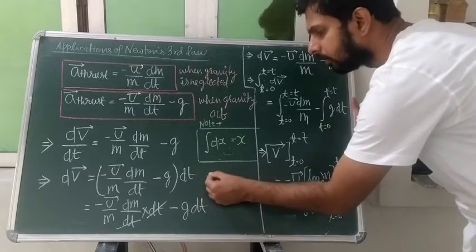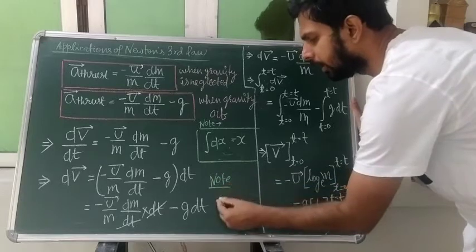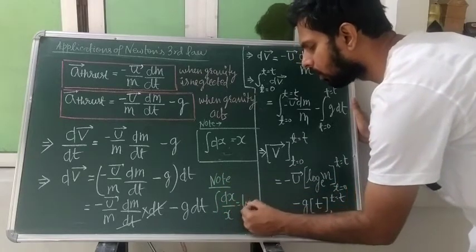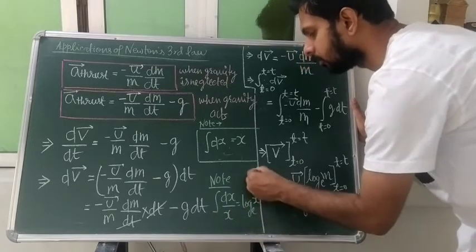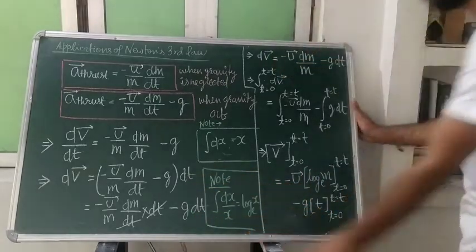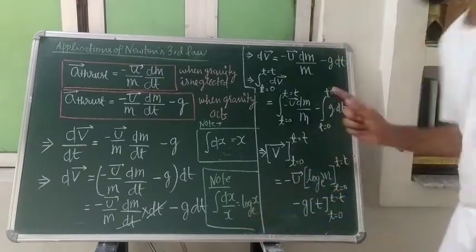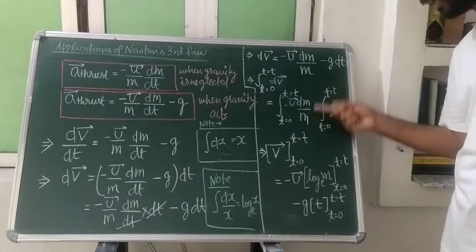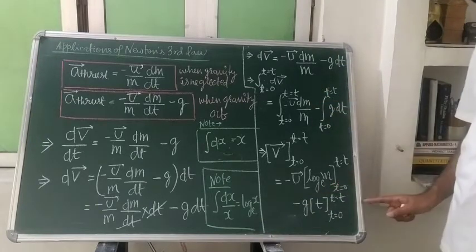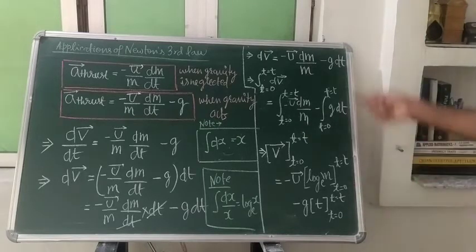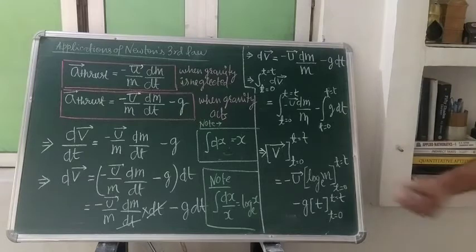You will note this. Integration of dx upon x is what? Log base e x. So integration of dx upon x is log base e x, so integration of dm upon m will become log base e m. These are the integration formulas which we are applying here. I hope you guys have understood. You can write up to here, then after we are moving to the next thing.